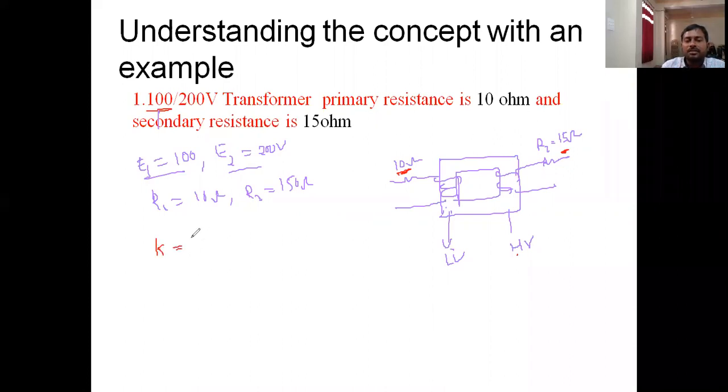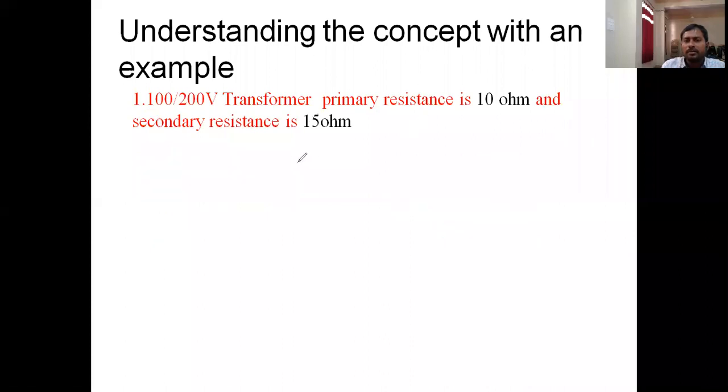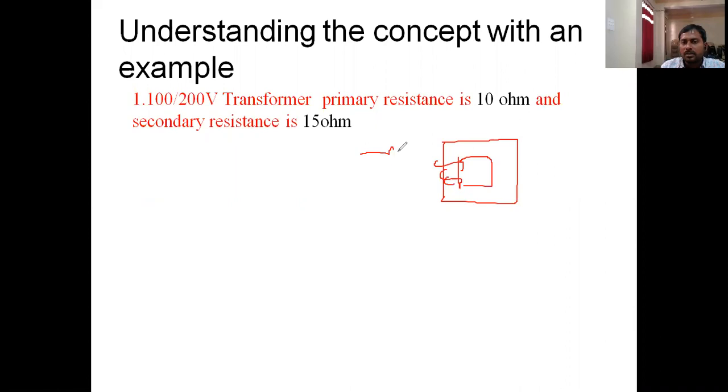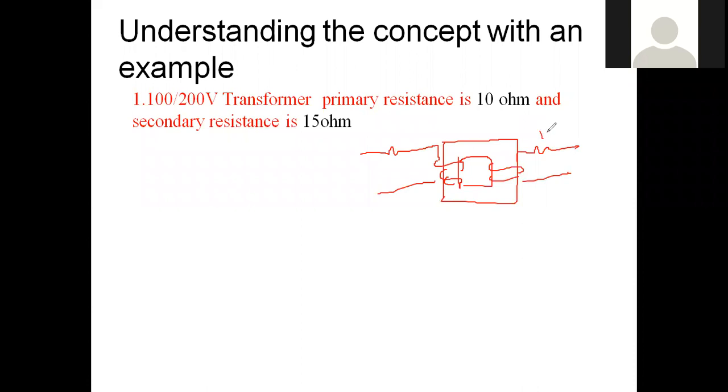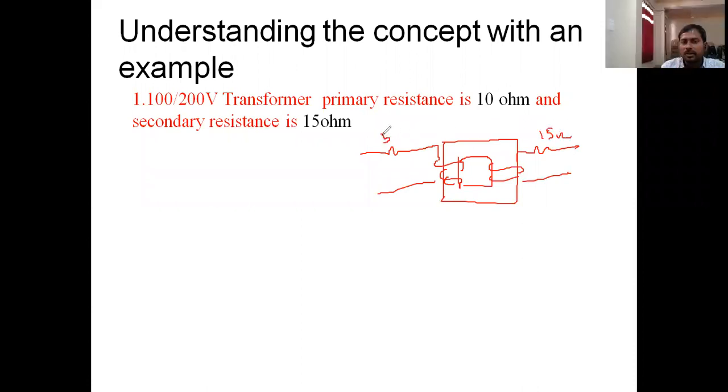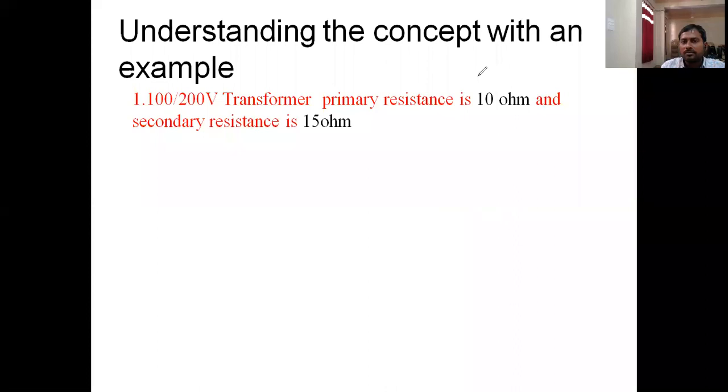K value is nothing but... and for the primary, I'm assuming the current of the primary. Again I will draw the transformer simply. This is R1 here, this is R2 here, this is 15 ohm, and this is 10 ohm, this is LV, and this is HV. And I'm also taking the rating as 2 kVA.